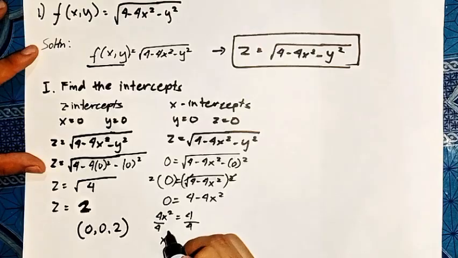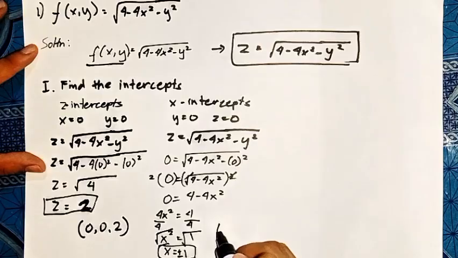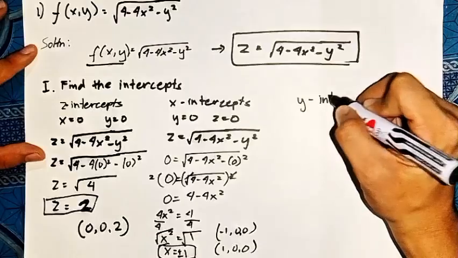It becomes x squared is equal to 1, since 4 over 4 is equal to 1, right? Now take the square root, so x now is equal to the square root of 1, which is 1. Since it is a square root, the square root of 1 is positive or negative 1. So we have (-1, 0, 0) and (1, 0, 0), since this is x, right? Now next, find the y-intercepts.